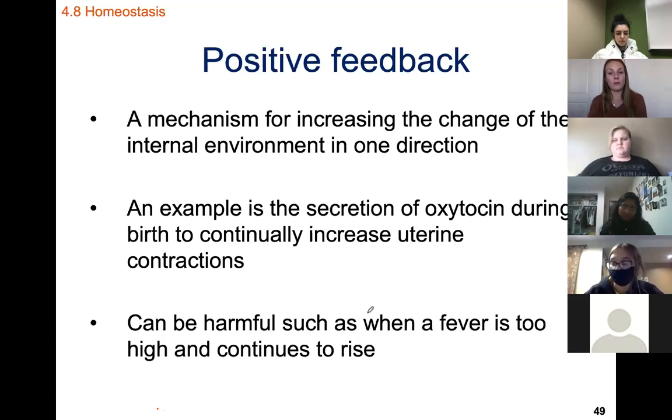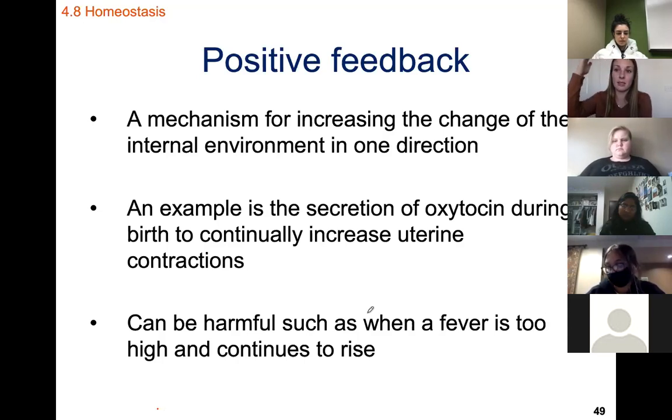It can also be harmful when a fever is too high and continues to rise. So a fever is our body's way of reacting to some sort of pathogen or infection. We increase our body temperature in order to fight off that infection or invading substance, to hopefully kill the germs, bacteria, virus, whatever that is. That's kind of what a fever can maybe stem from. Not always, but that's when it can be harmful because our body is like, let's kill this foreign substance.